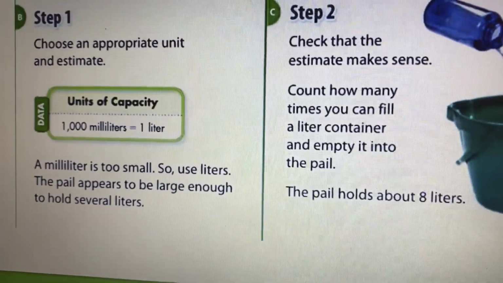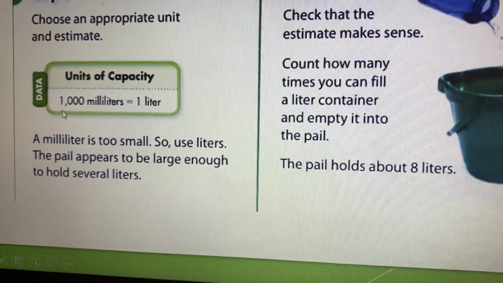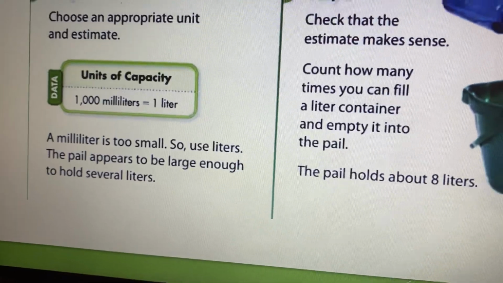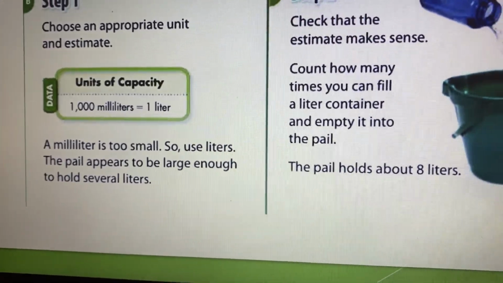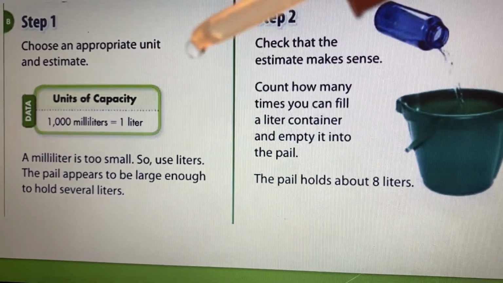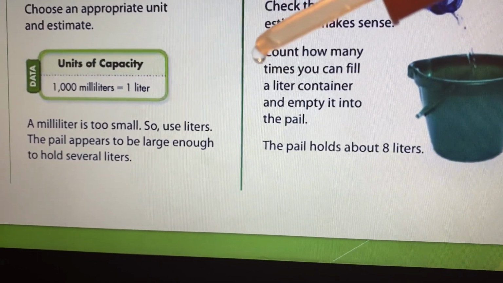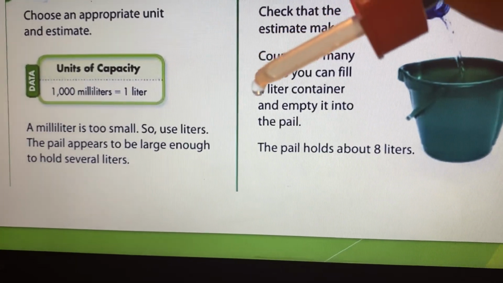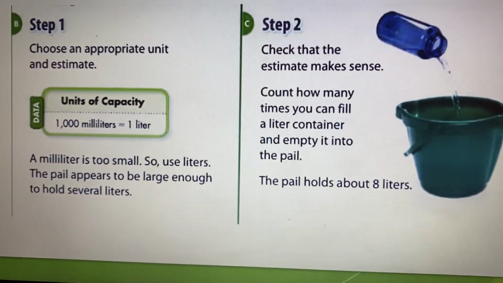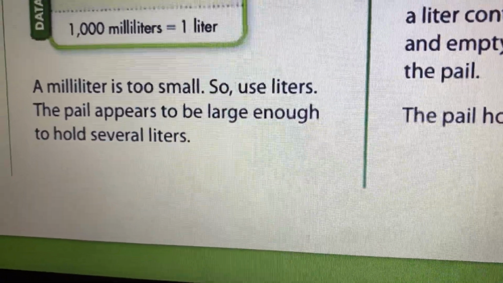Choose an appropriate unit and estimate. Unit of capacity. Each 1000 milliliters equals 1 liter. That means I need 1000 drops from this to fill 1 liter, to fill one water bottle of 1 liter. A milliliter is too small, so use liters.